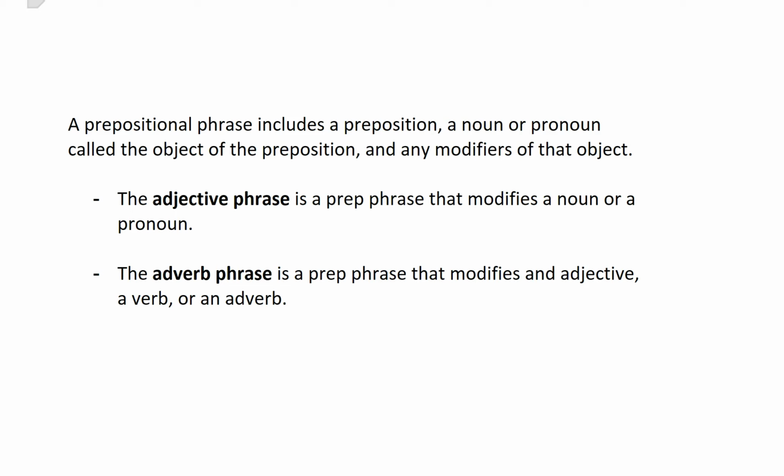A prepositional phrase includes a preposition, a noun or pronoun called the object of the preposition, and any modifiers of that object. The adjective phrase is a prep phrase that modifies a noun or a pronoun, just like we know adjectives would do. And likewise, the adverb phrase is a prep phrase that modifies an adjective, a verb, or an adverb, just as we know an adverb would.